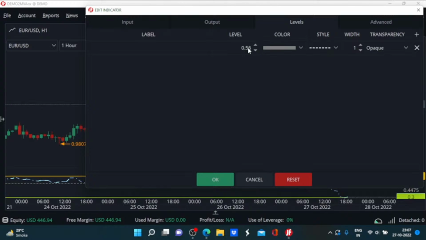So here we are getting this option at 0.5, or any other value also can be defined if you want it that way. Okay, now I'm going to remove it.